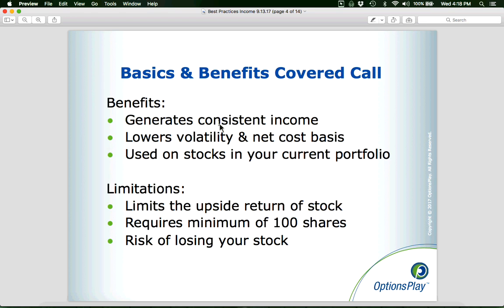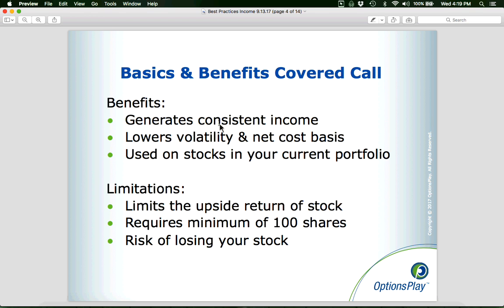So, just a few of the basic benefits and limitations, especially for those of you that are familiar with this. I'm going to go through this fairly quickly. The benefits of covered calls: it generates a consistent income for your portfolio and lowers the net volatility and the net cost basis of the stocks that you own. And best of all, it's used on stocks in your current portfolio.